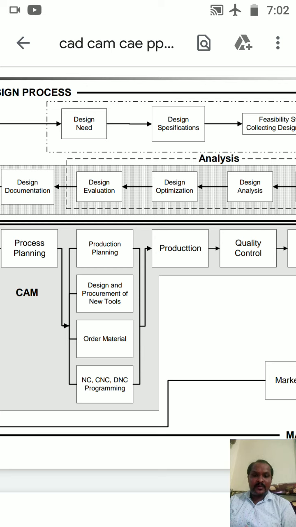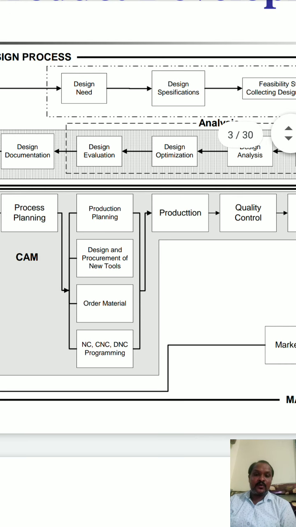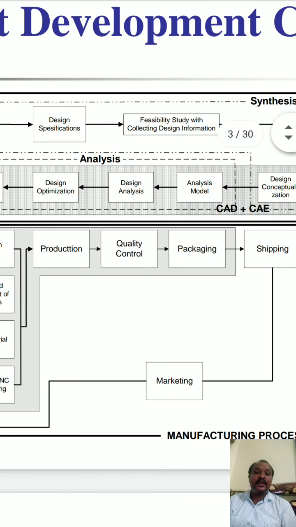So once your production is done according to the requirement, your part is ready. The next part will be quality control. Meaning, after producing your product, whether it has the quality or not, that you should check.